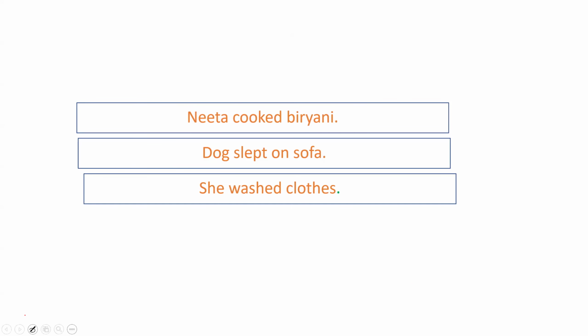More sentences. Neeta cooked biryani. What is my action? Cooked. So first we are going to be keeping this. Now who cooked? Neeta. What did she cook? Biryani. We can also have a preposition. The dog slept on the sofa. What is the action? Slept. So always start with slept. Who slept? Dog. Where did the dog sleep? On the sofa. So your arrow mark should also point depending upon the questions that you're going to be asking. Clear, everyone? That's our presentation 3.